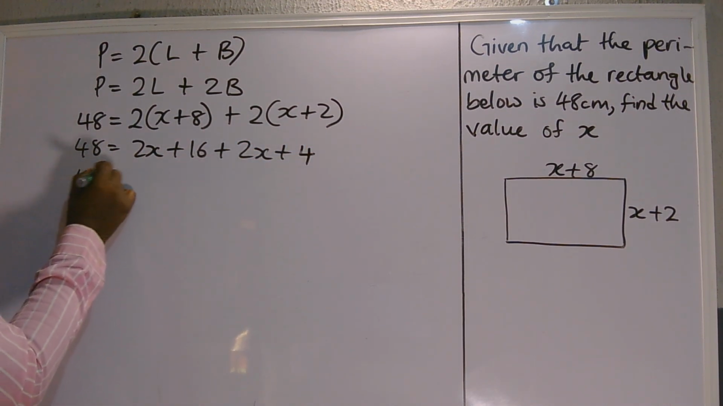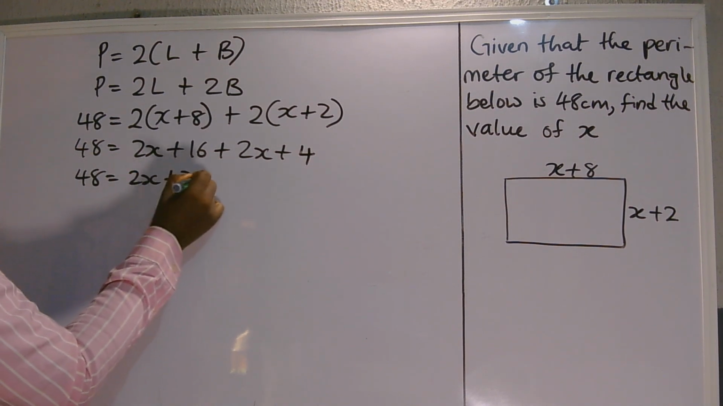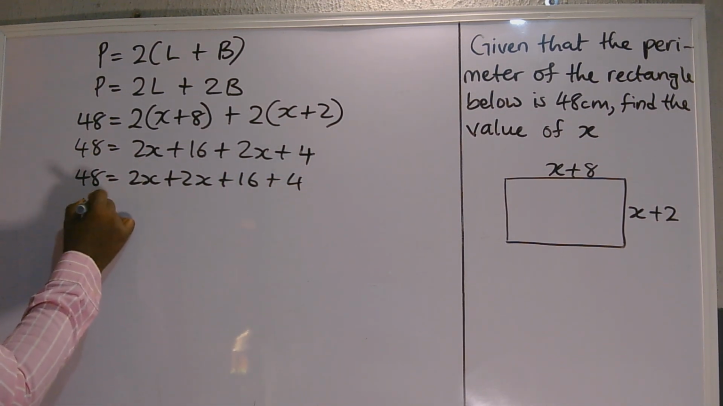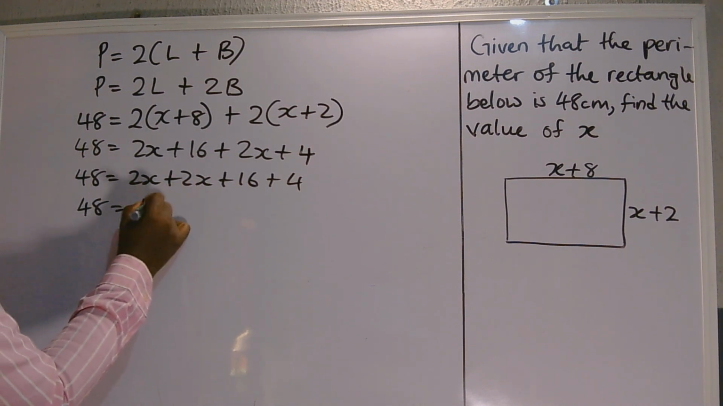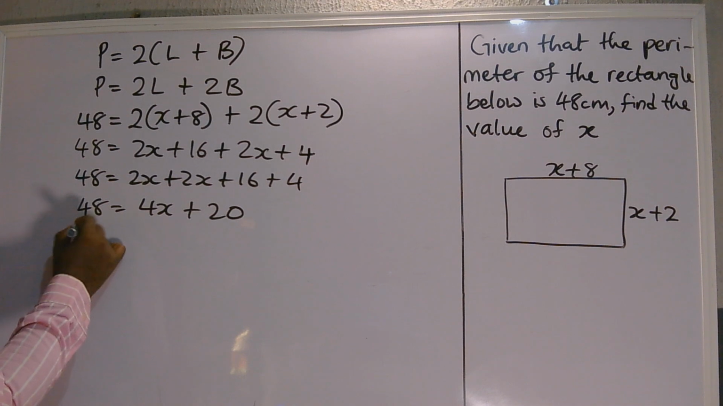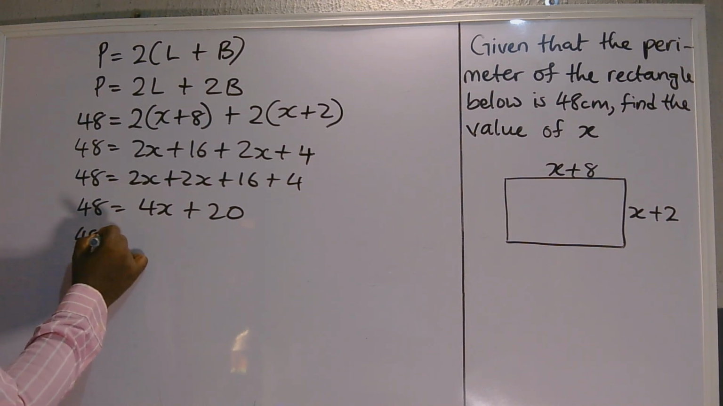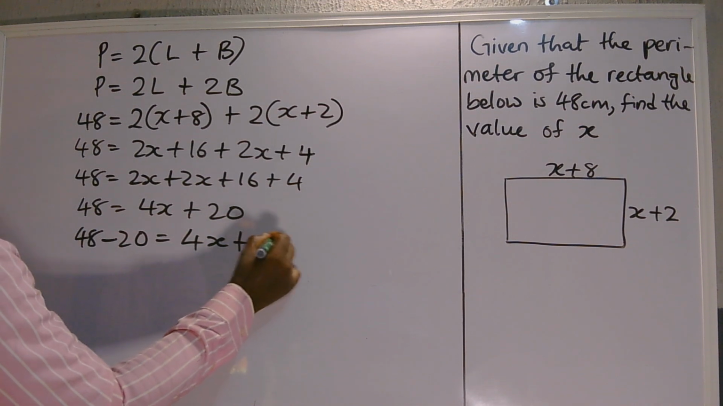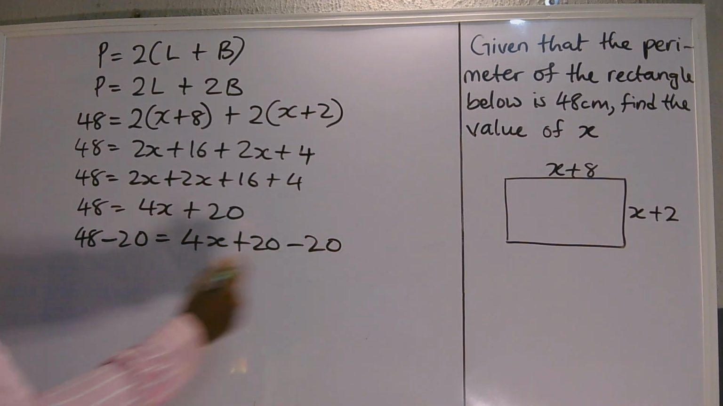Alright, we collect like terms. 2x plus 2x plus 16 plus 4. Okay, so 48 is equal to 2x plus 2x is 4x, plus 20. We collect like terms. 48 minus 20 is equal to 4x plus 20 minus 20. You want to eliminate the 20 there.